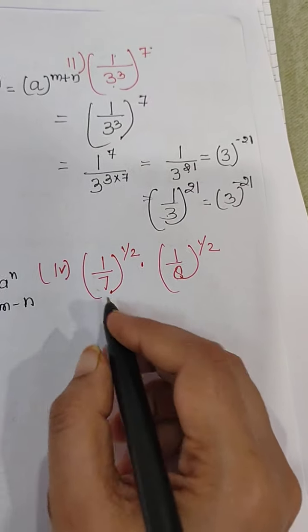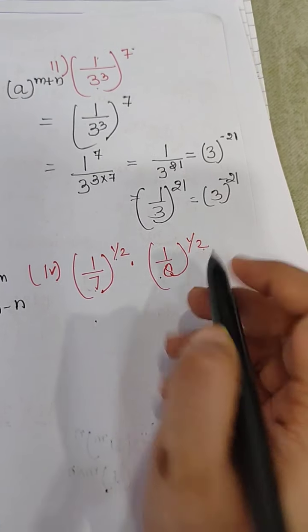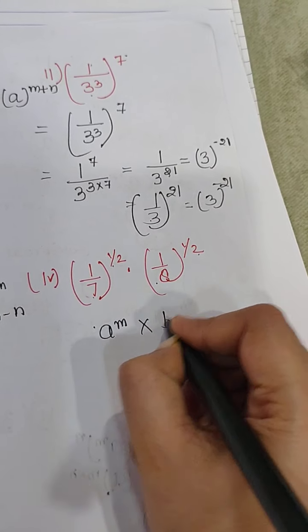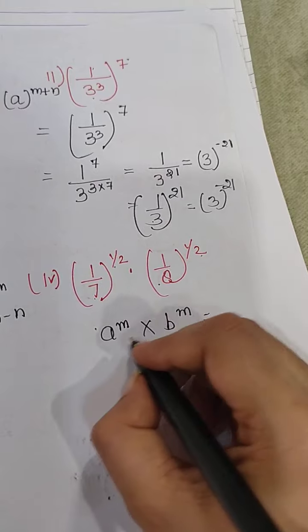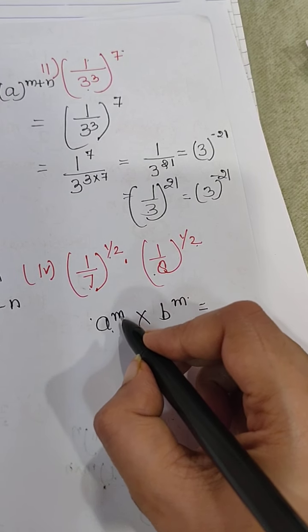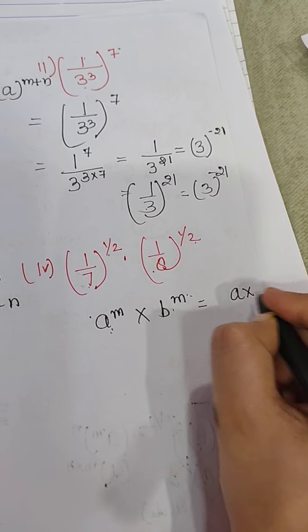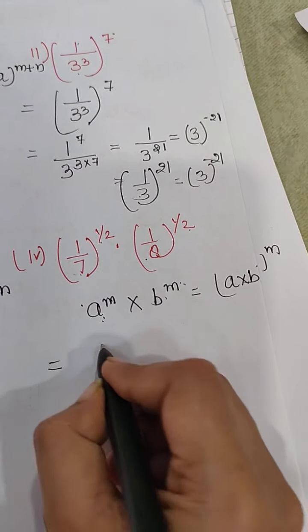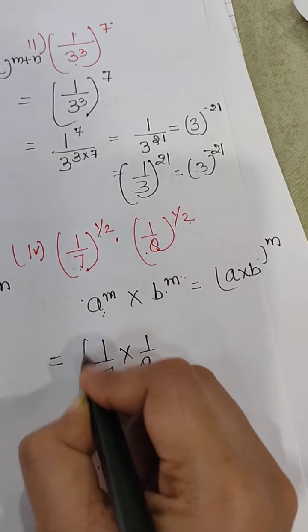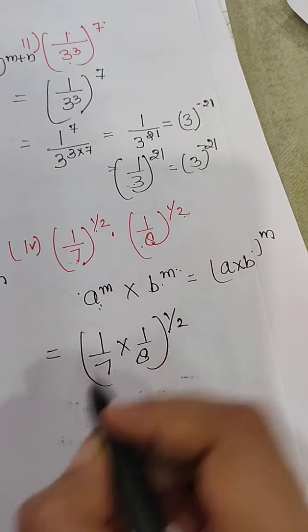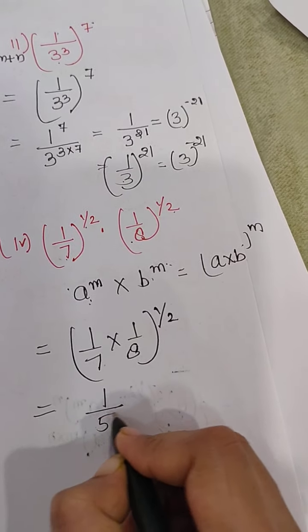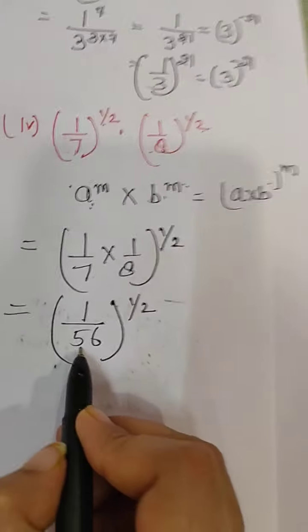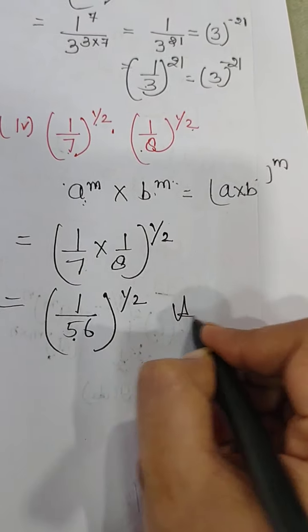Now the fourth part, the last part. Here bases are different but the powers are the same. So which law is this? a^m multiplied by b^m. The law is that when you have the same power and different bases, you take the power common. So (a into b) raised to the power m. The same we will apply here. 1 upon 7 into 1 upon 8, raised to the power 1 by 2. So 1 upon 7 and 1 upon 8 multiplied will be equal to 1 upon 56 raised to the power 1 by 2. 56 also cannot be written in power notation form. So this is the answer.